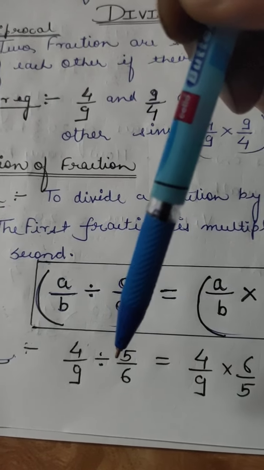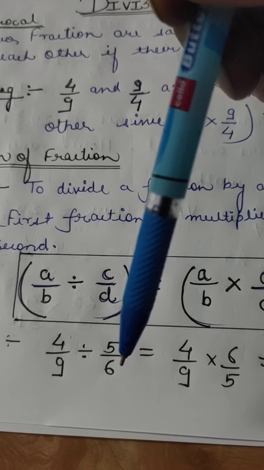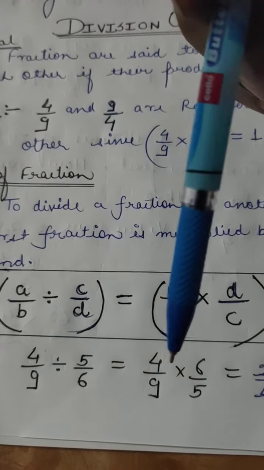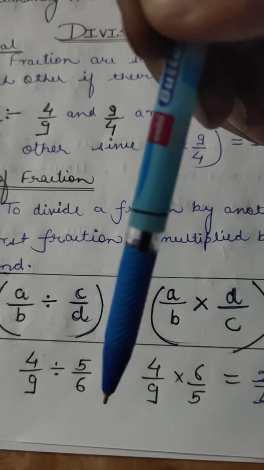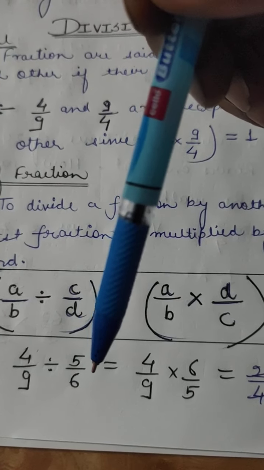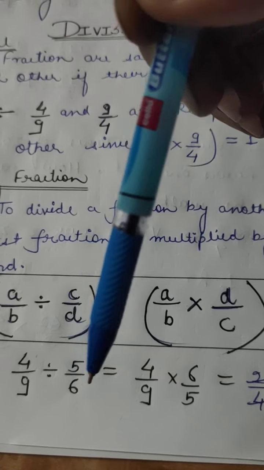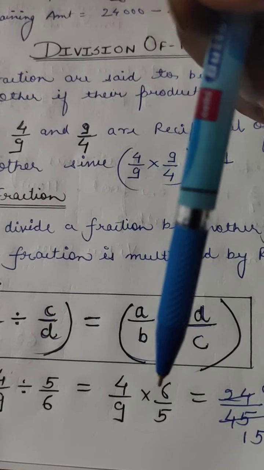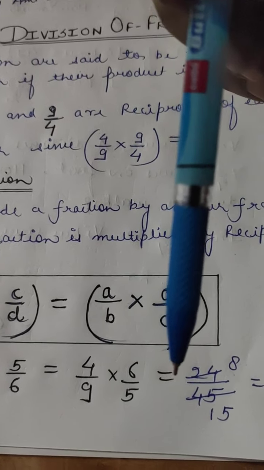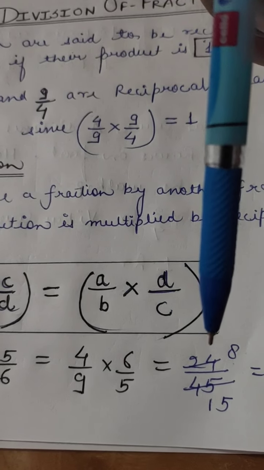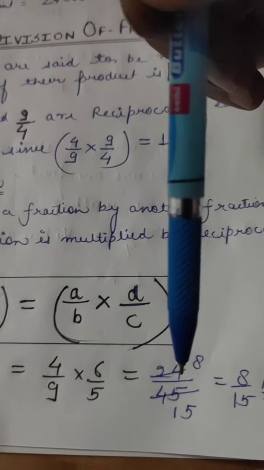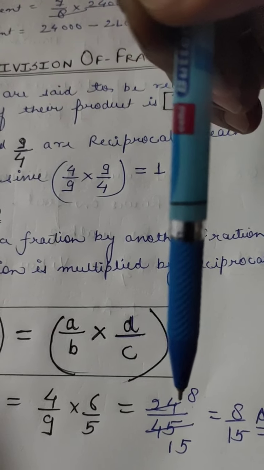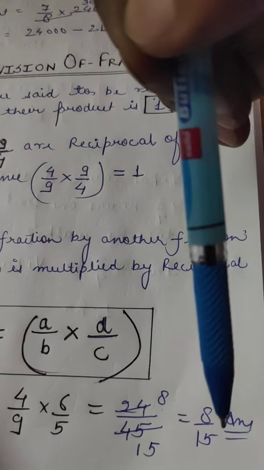Let us understand with this example. 4 by 9 is divided by 5 by 6. In the next step, I have replaced this division sign by multiplication sign, and whatever this fraction will be, it is reciprocaled. We will get 6 by 5. So 4 by 9 into 6 by 5. After multiplying, 4 times 6 is 24 and 9 times 5 is 45. If it can be further simplified, you will get the final result.